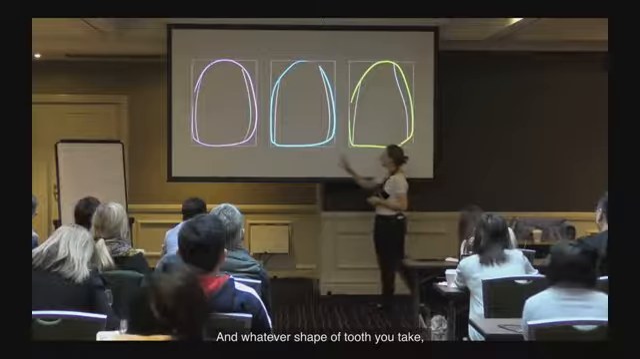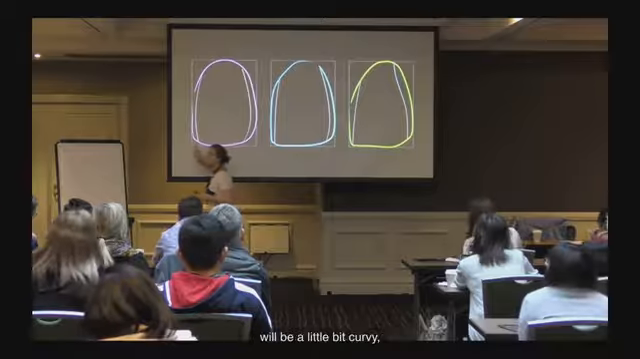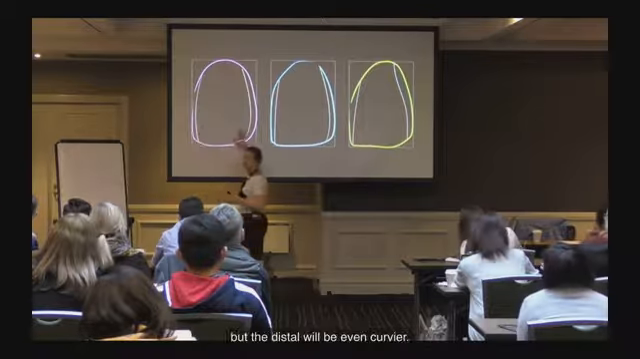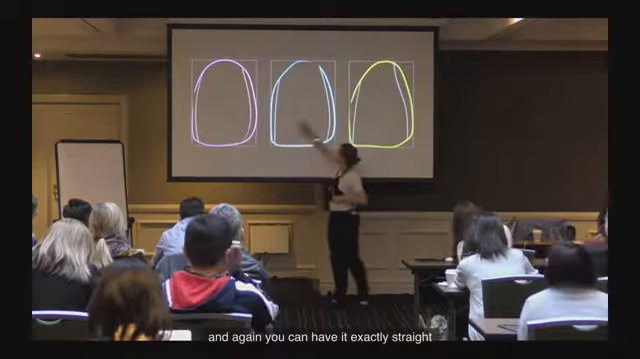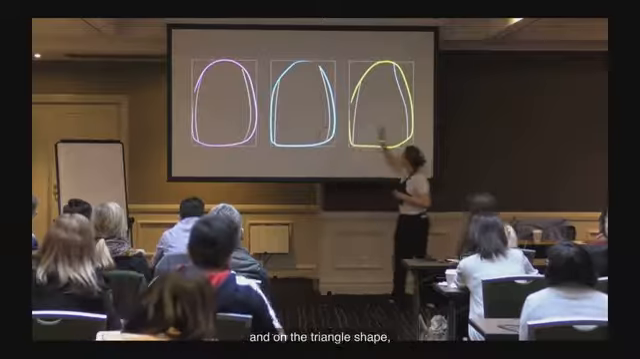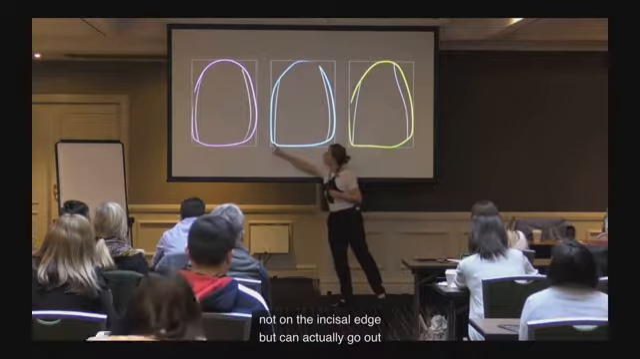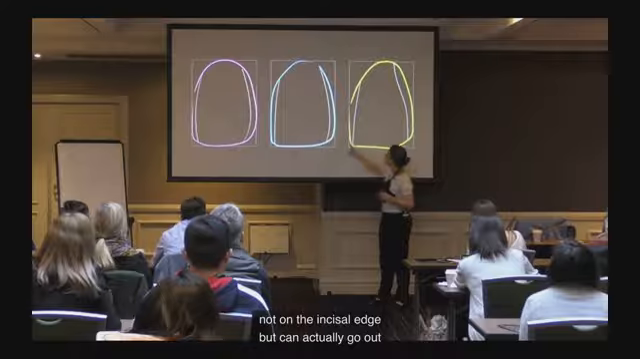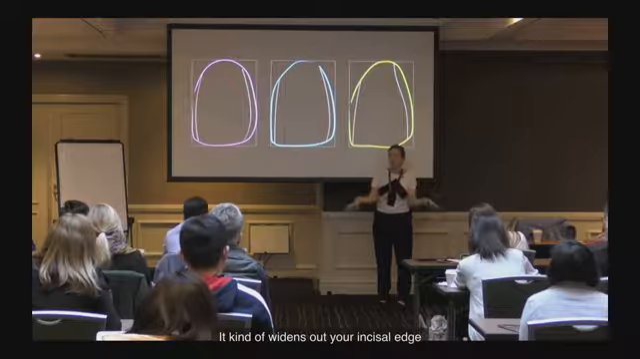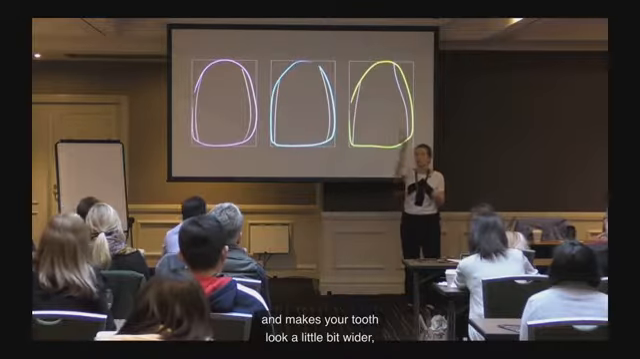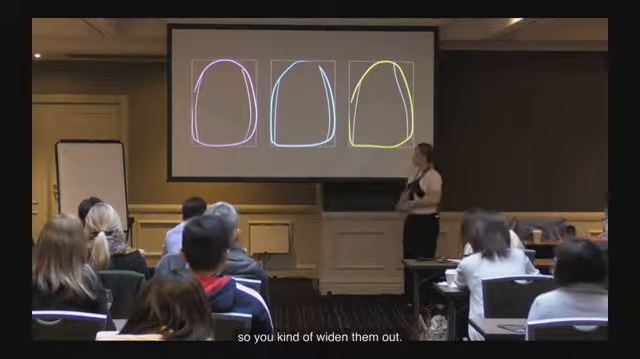And whatever shape of tooth you take, when you take a round shape of the tooth, of course, even the mesial line angle will be a little bit curvy, but the distal will be even curvier. And then you go to a square, and again, you can have it exactly straight, and this will curve. And on the triangle shape, the mesial line angle can actually go not on the incisal edge, but out into this point of the corner. It kind of widens out your incisal edge and makes your tooth look a little bit wider. Especially it helps if you have really long teeth, not to make them even longer, so you kind of widen them out.